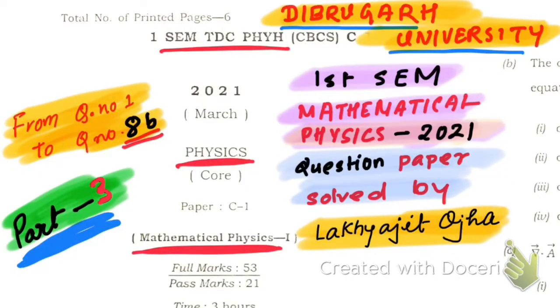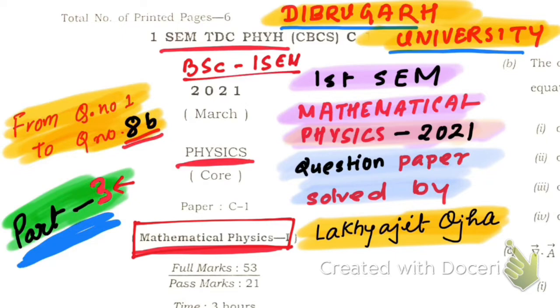So here this is part 3 of the mathematical physics paper solved of BSc first sem, the question paper of mathematical physics 2021 set by Dibrugarh University. In the last part, part 2, we solved up to question number 8a. Now in this video we are going to start from question number 8b.